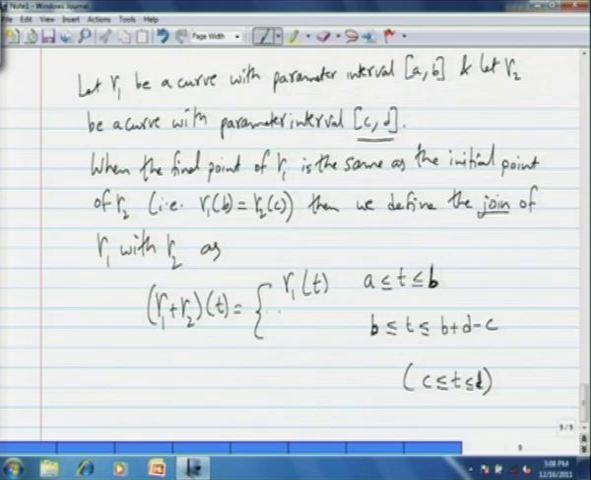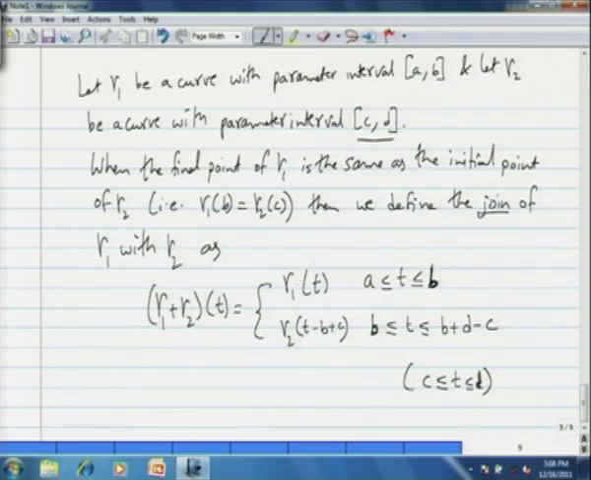So, to compensate, we will do the following: we will subtract b and add c to the parameter of gamma 2. Then for this time interval, which is a translation of the interval c d, gamma 2 will be traced. So, the join is just a slight modification. You first travel along gamma 1, and then you trace gamma 2 from there on. So, that is a join.